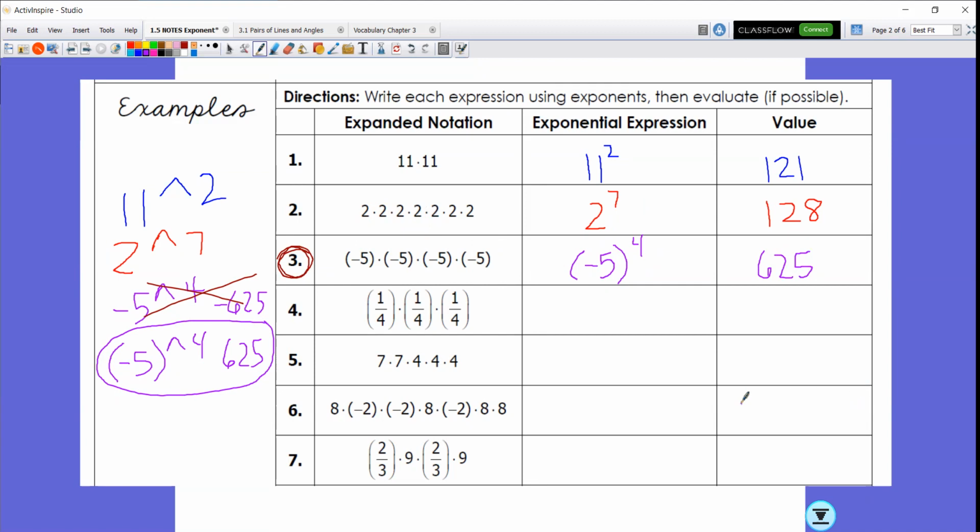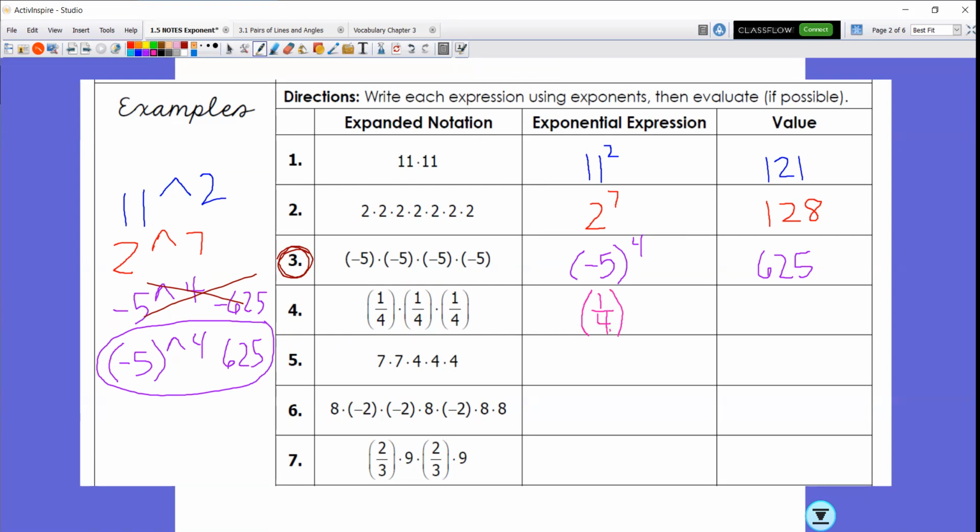Okay, so make a little note of that somewhere in your notes that you want to always use parentheses with negatives. All right, now let's look here. We got a fraction. I know you're like, dang it, but we don't fractions. Don't worry, it's going to be okay. All right, so 1/4 is going to be my base. And I am going to use parentheses with fractions too, because if I don't, it might only affect the denominator.